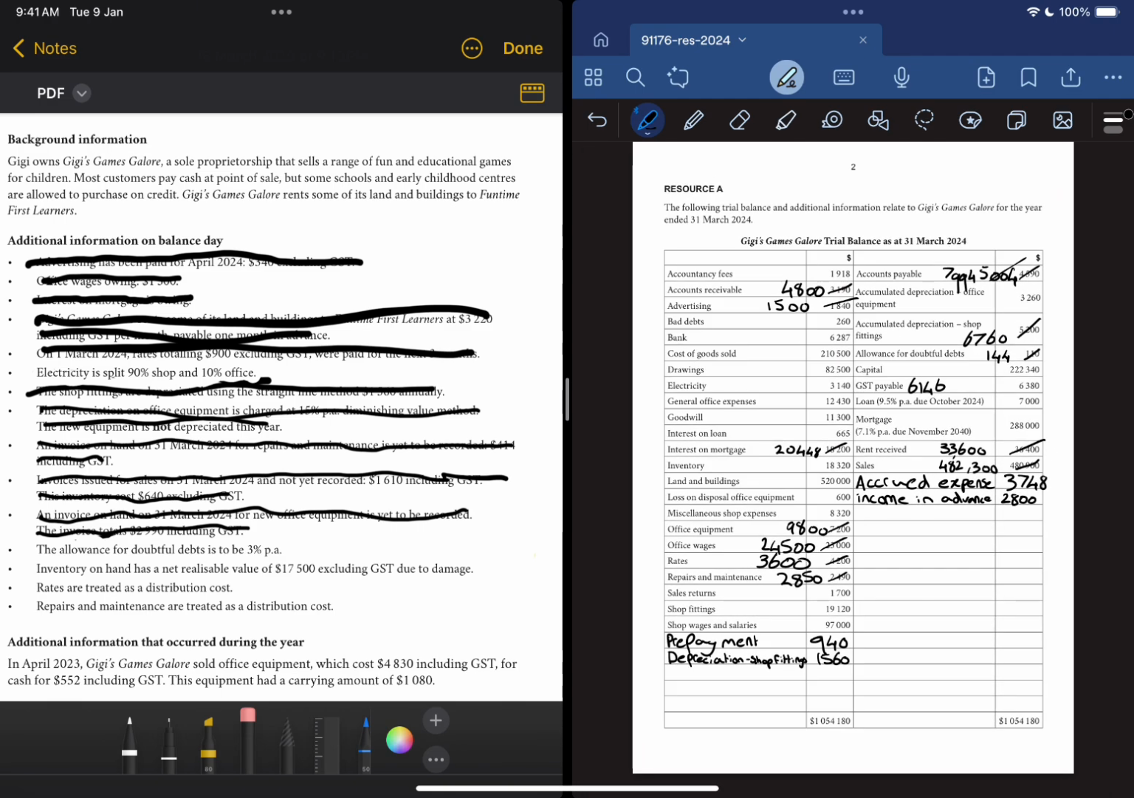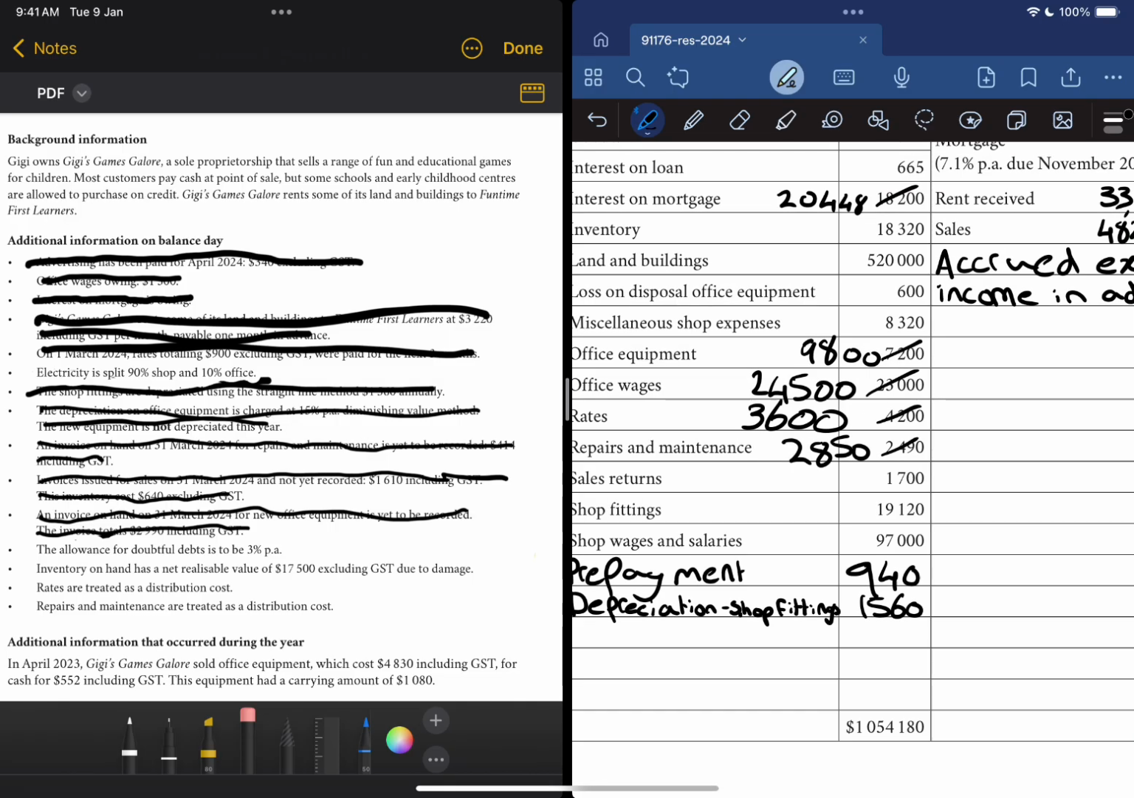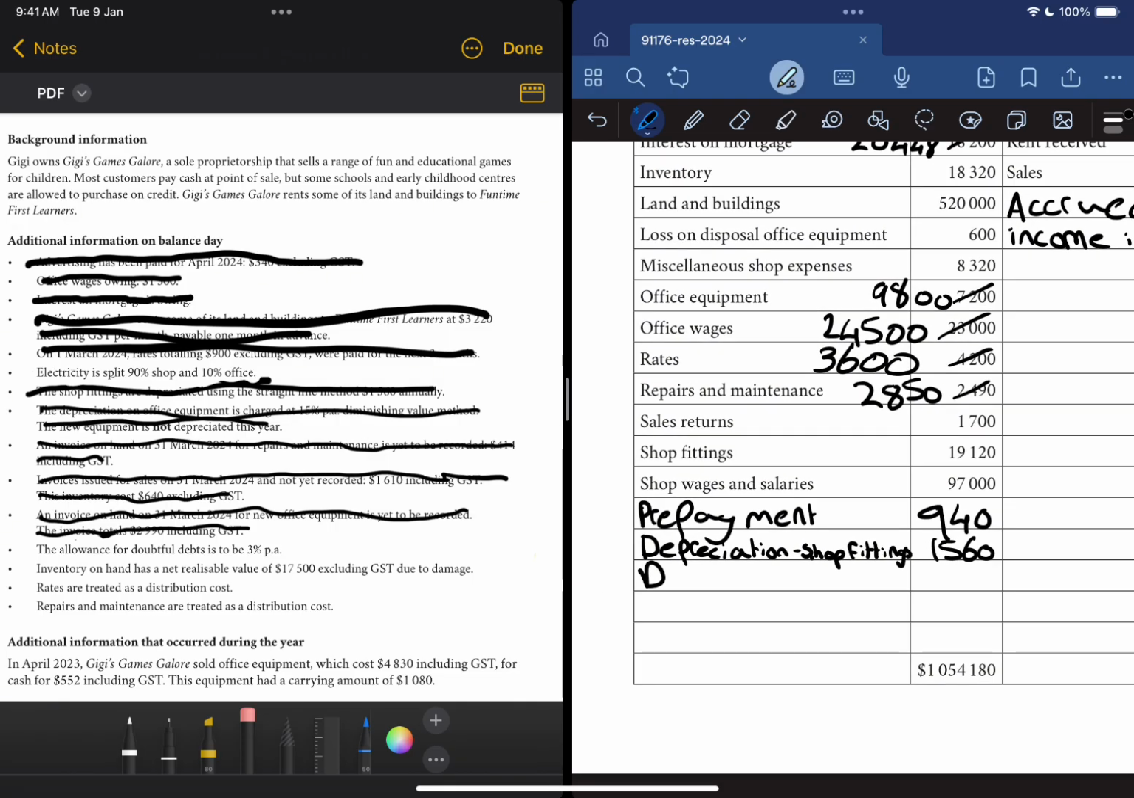And then what we're going to do is create a new account, which is going to be an expense called doubtful debts for the value of the increase, which was 34. Okay, doubtful debts. Just like that, for 34.